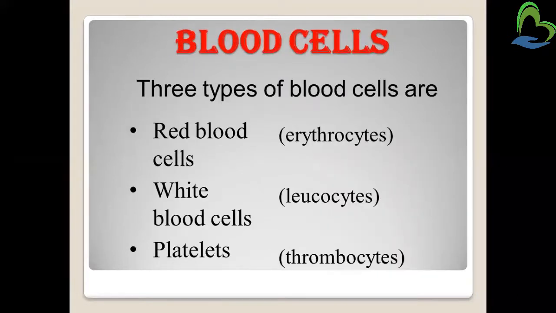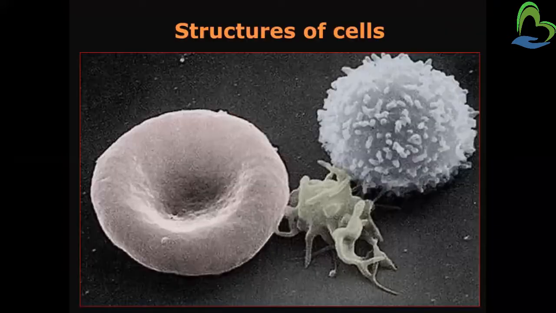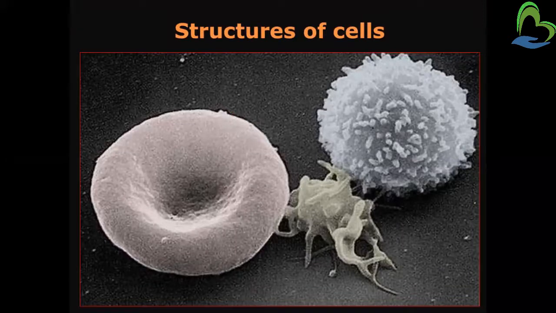Now the blood cells. There are three types of blood cells. First one is red blood cells, second one is white blood cells and the third is platelets. Red blood cell is also known as erythrocytes. White blood cells are also known as leukocytes and platelets are also known as thrombocytes. You can see in the picture that this type of structure is present within the cell. Okay, so this is the structure of the cell.